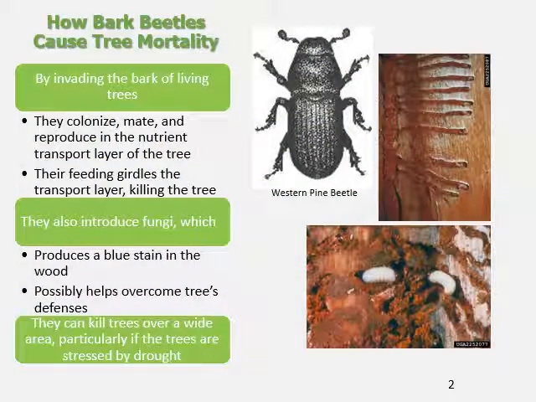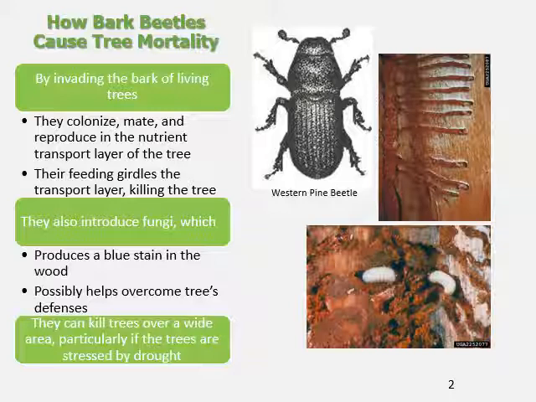How do the beetles operate? The beetles eat a hole in the bark of a living tree. Once inside, they mate and lay eggs in the nutrient transport layer of the tree. Their larvae feed on the transport layer, which carries nutrients up from the ground, and eventually girdle the transport layer, killing the tree. The beetles also introduce a fungus, which produces a blue stain in the wood. This fungus possibly helps overcome trees' defenses.